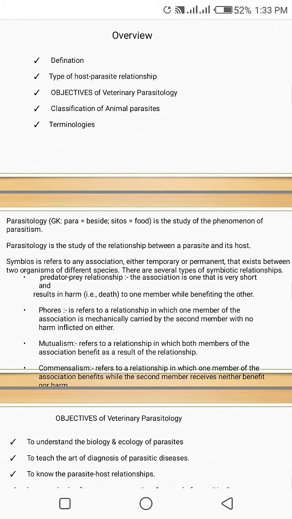There are different types of association which we call symbiosis. The first one is the predator and prey relationship. This is the association in which one is benefited and the other is harmed. For example, we can take lion and giraffe. The lion eats the giraffe, so the lion is the predator, benefited by eating the giraffe, and the giraffe is the prey, which is eaten by the lion, the member that's harmed.